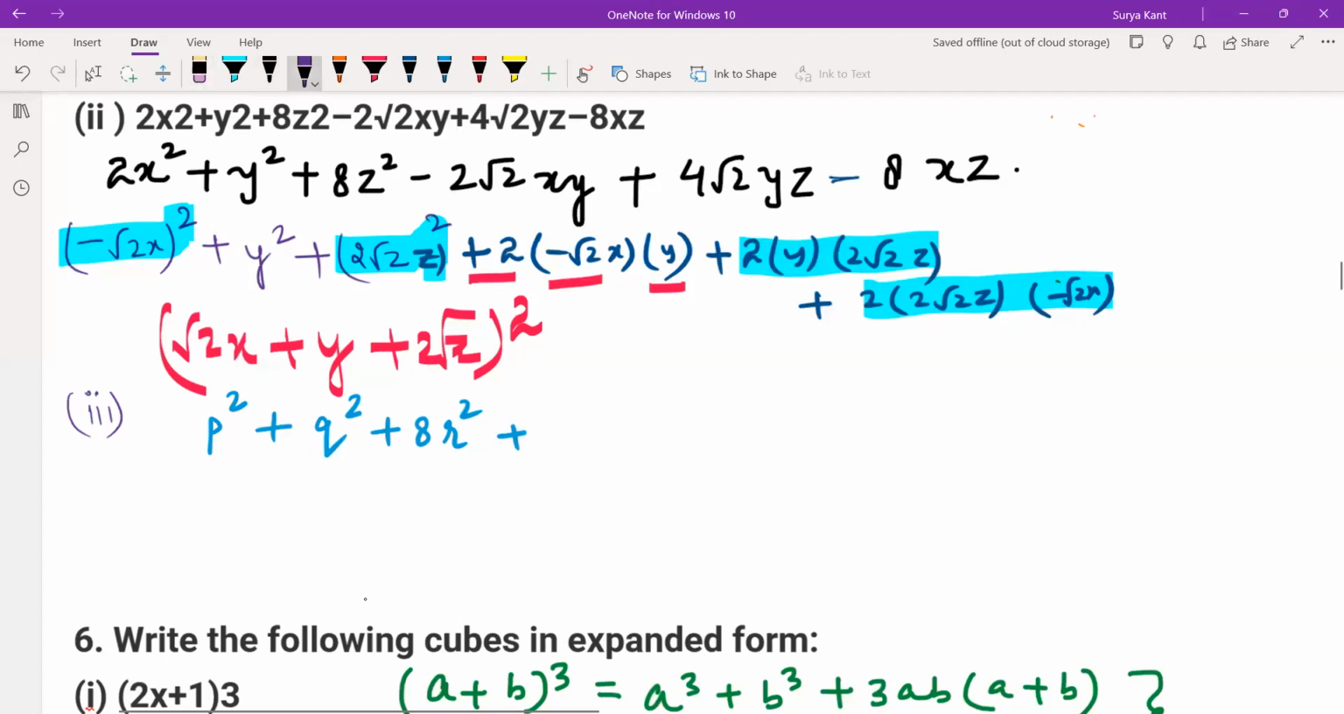This we should change, I believe. Thirty-two P square plus Q square. Okay. Here 8 root 2 PQ minus 4 root 2 QR, no, here is QR, right? Then minus 32 PR. All of you solve this question. If you understood the first and second part, you can just do the third one.